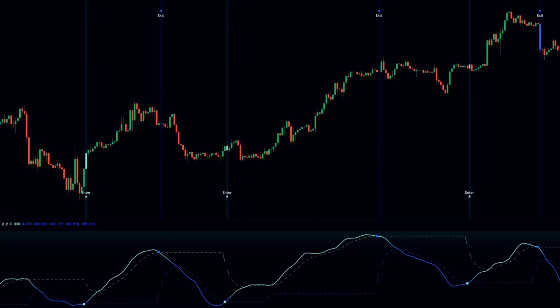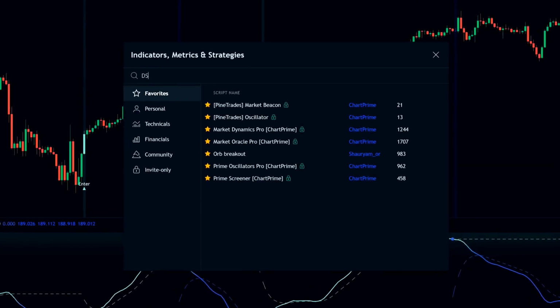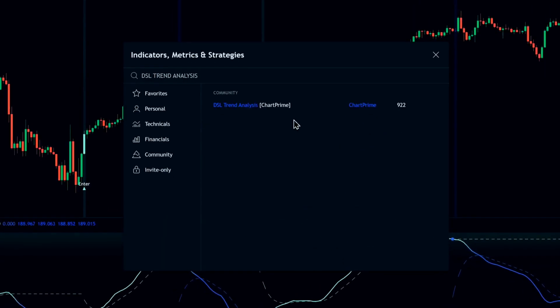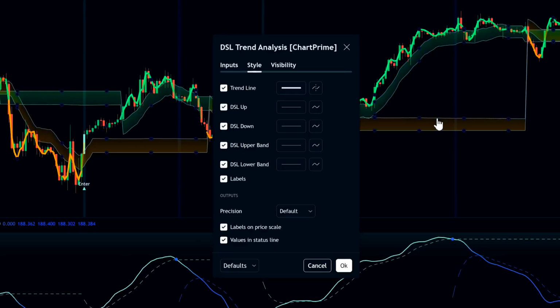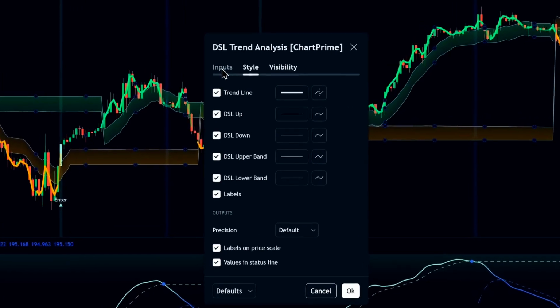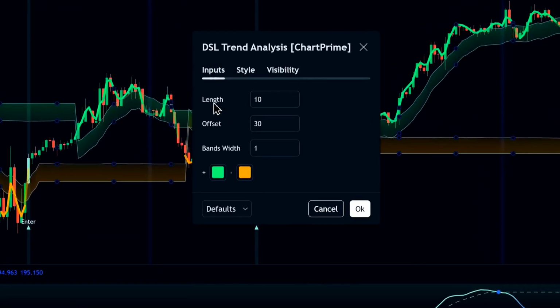To build a strategy, combine this oscillator with another indicator called DSL Trend Analysis by Chart Prime. After adding it, double-click to adjust settings, set the length to 34, change the orange line to red, and disable the first 5 style options.